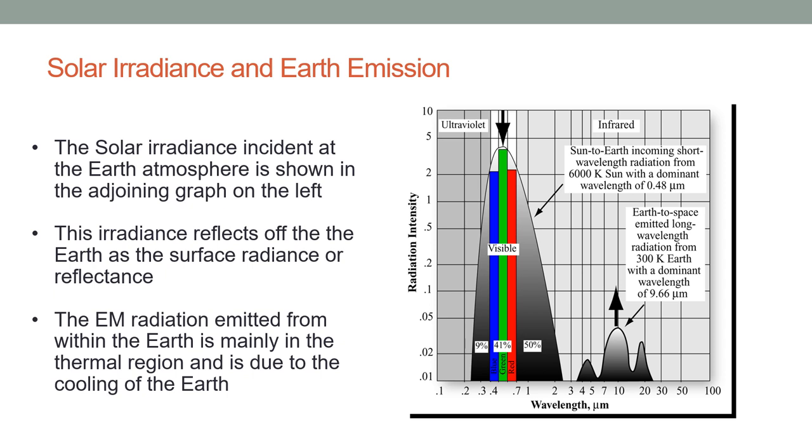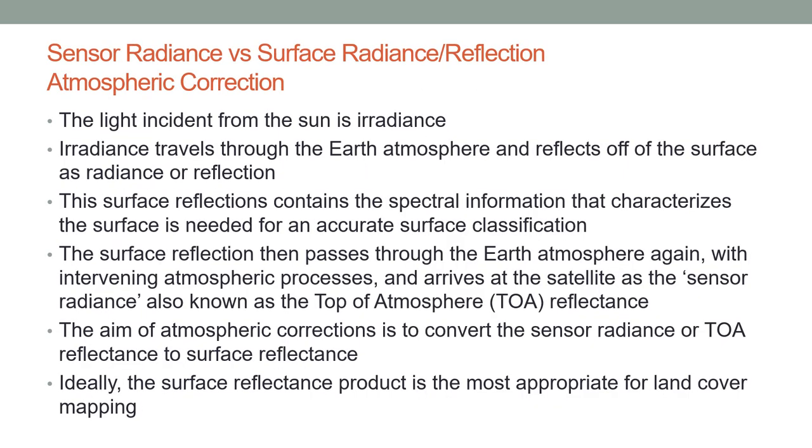For remote sensing purposes, we are interested in making measurements of the radiance, the reflection that occurs when the solar irradiance is incident upon the Earth. So this is a recapping of these ideas that we have discussed up to this point. Once again, very fundamental, very important, the idea of sensor radiance versus the surface radiance or the surface reflection.